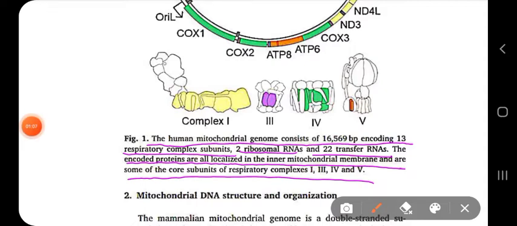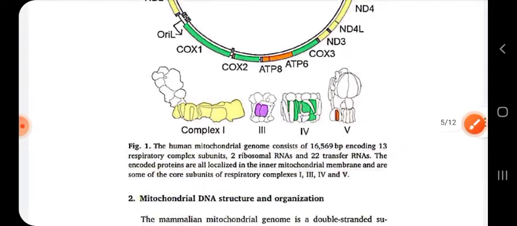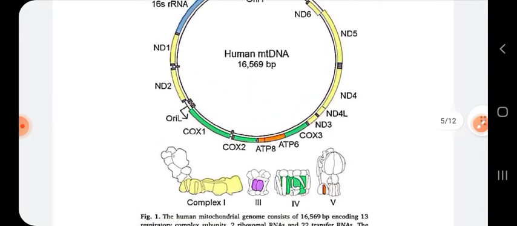So we have seen that the human mitochondrial genome consists of this many base pairs, which encodes about 13 respiratory complex subunits. It also encodes 2 ribosomal RNA and 22 tRNA, and the encoded proteins are all localized in the inner mitochondrial membrane, and some of the core subunits of the respiratory complex 1, 3, 4, and 5 have been mentioned here with the help of color identification.